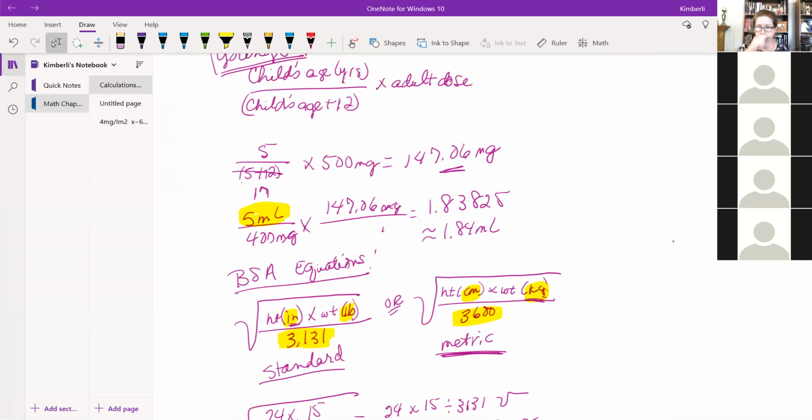Okay, great. Ms. Lopez, real fast on this VSA equation, is that 3.131 or 3,131? It's 3,131, which I probably shouldn't have even tried to draw the comma.